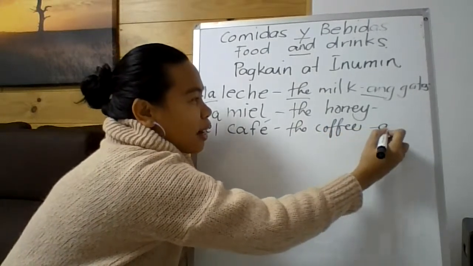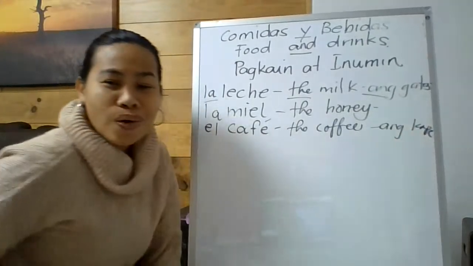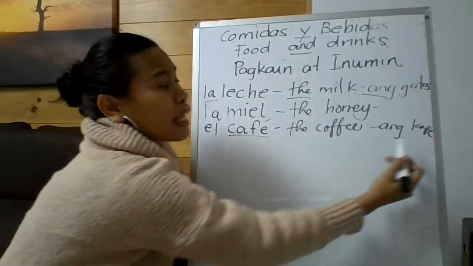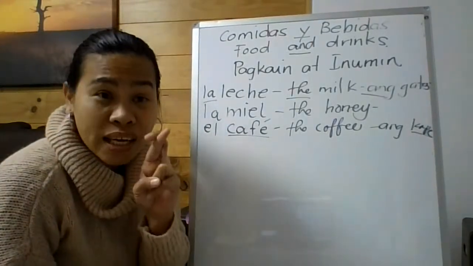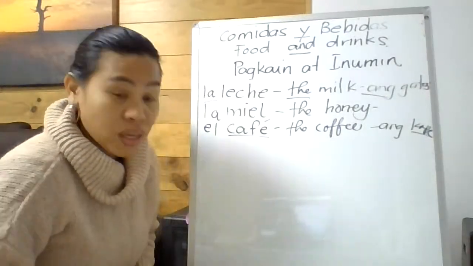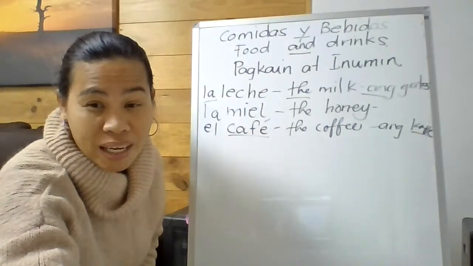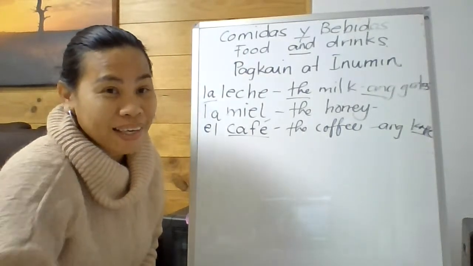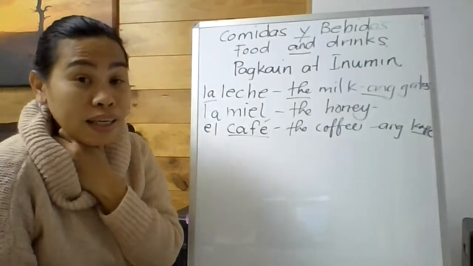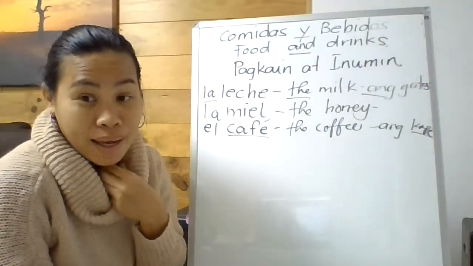Sa Tagalog, ang kape. So as you can see, the Spanish and Tagalog are almost the same, but the difference is the spelling, how we write the word in Spanish. El café, and in English, the coffee, at sa Tagalog, ang kape.